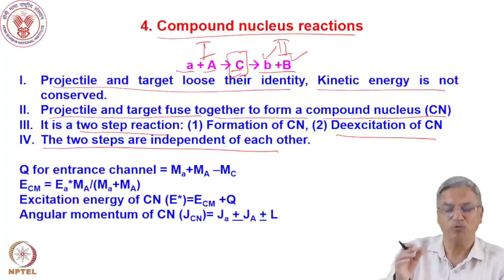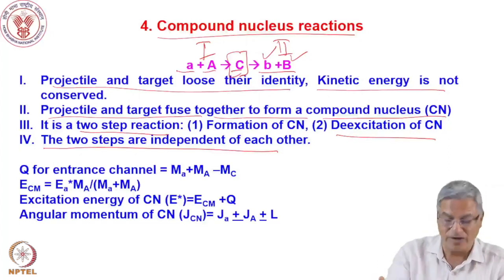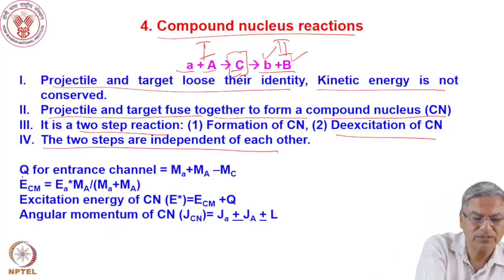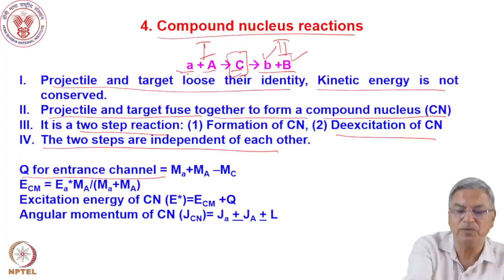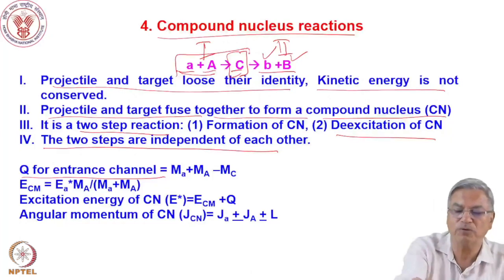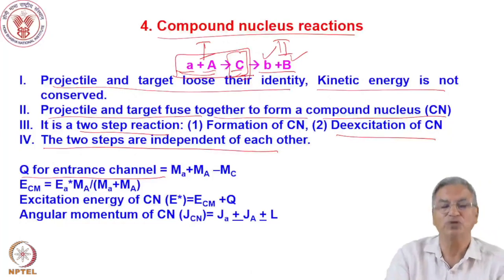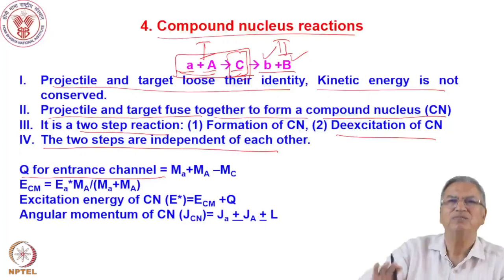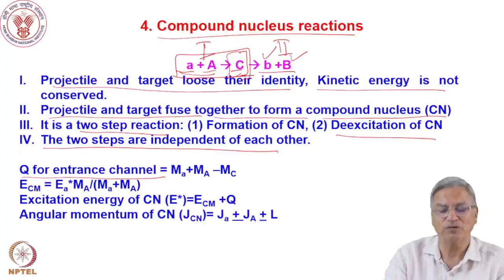So these are the important assumptions, and they have been verified subsequently. The compound nucleus, this is called the entrance channel, meaning A plus A is the entrance channel: how it was formed. So the entrance channel, that means the formation of the compound nucleus from projectile and target, we'll call the first part of the reaction. Entrance channel means how the projectile entered the target to form the compound nucleus.